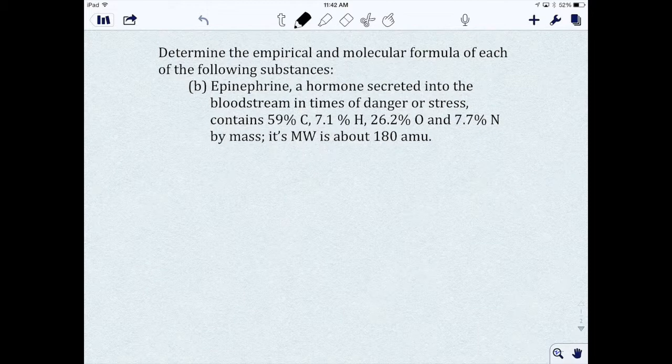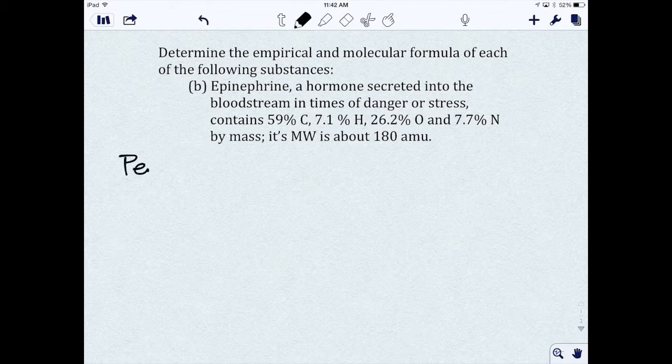Determine the empirical and molecular formula of each of the following substances. Part B. Epinephrine, a hormone secreted into the bloodstream in times of danger or stress, contains 59% carbon, 7.1% hydrogen, 26.2% oxygen, and 7.7% nitrogen by mass. Its molecular weight is about 180 AMU. Okay, so this is another empirical formula problem.